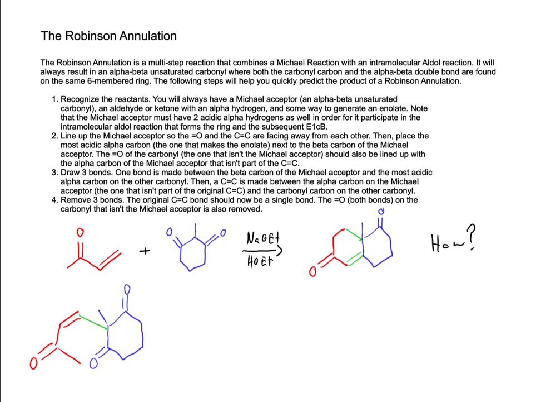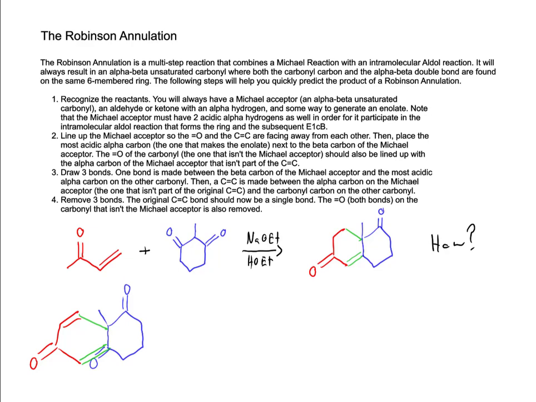And then a carbon-carbon double bond. So we're drawing the other 2 bonds; the double bond is made between the alpha carbon on the Michael acceptor and the carbonyl carbon on the other compound. So in other words, it's going to overlap over this blue double bond O. So we're going to draw this double bond. It's going to overlap over this. So just like that.